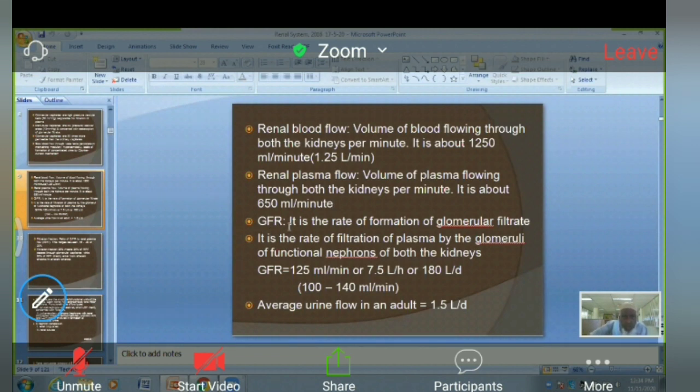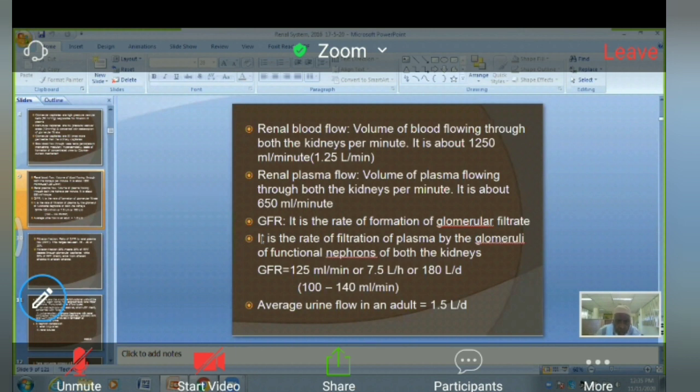Now come to the point GFR. It is the rate of formation of glomerular filtrate. And the simplest definition is that the rate of formation of glomerular filtrate is termed GFR. To elaborate, it is the rate of filtration of plasma by the glomeruli of all the functional nephrons of both kidneys. Average GFR in an adult person is 125 ml per minute. Expressed in hours, it is 7.5 liters per hour. Expressed in days, that means 24 hours, it is 180 liters per day. The range of GFR in an adult person is 100 to 140 ml per minute.